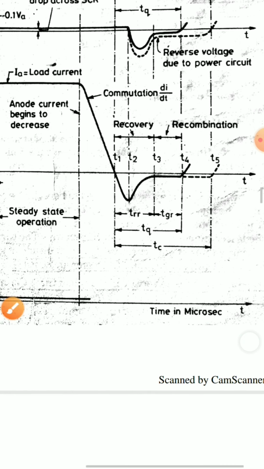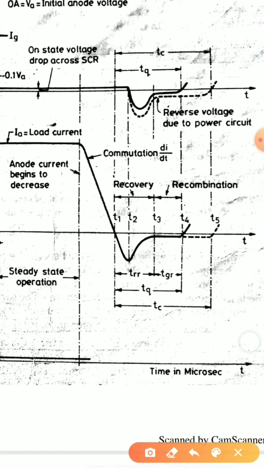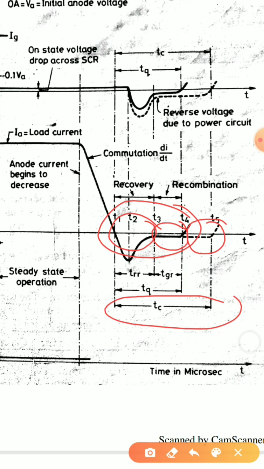Now looking at this diagram, we can see that we also have one more duration, that is T5. We have discussed T1 to T3 and T1 to T4. From T1 to T3 it was for junctions J1 and J3. From T3 to T4 it was for junction J2. Now here from T4 to T5 also we have a small duration. That duration, from T1 to T5, we call TC. TC is nothing but the circuit turn off time.